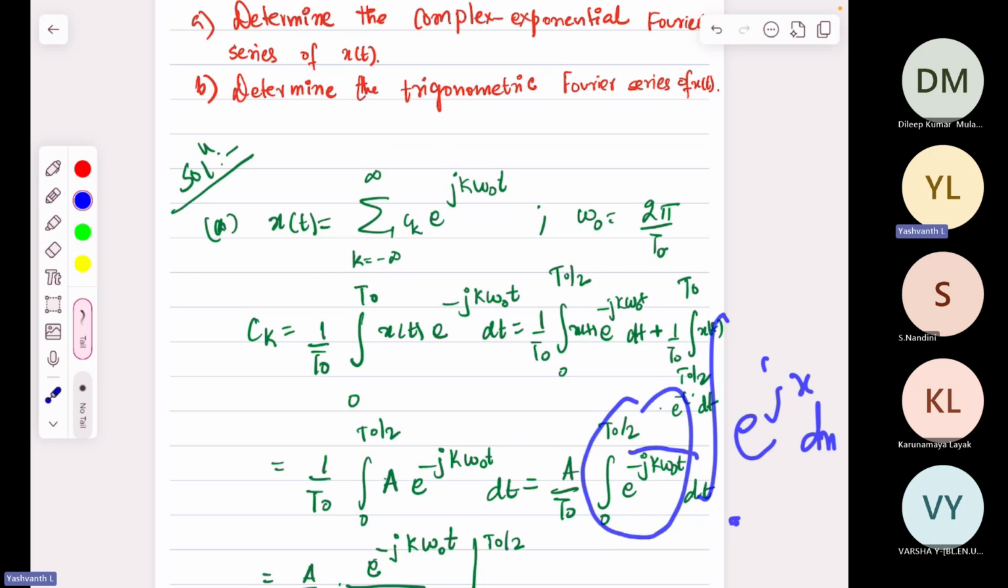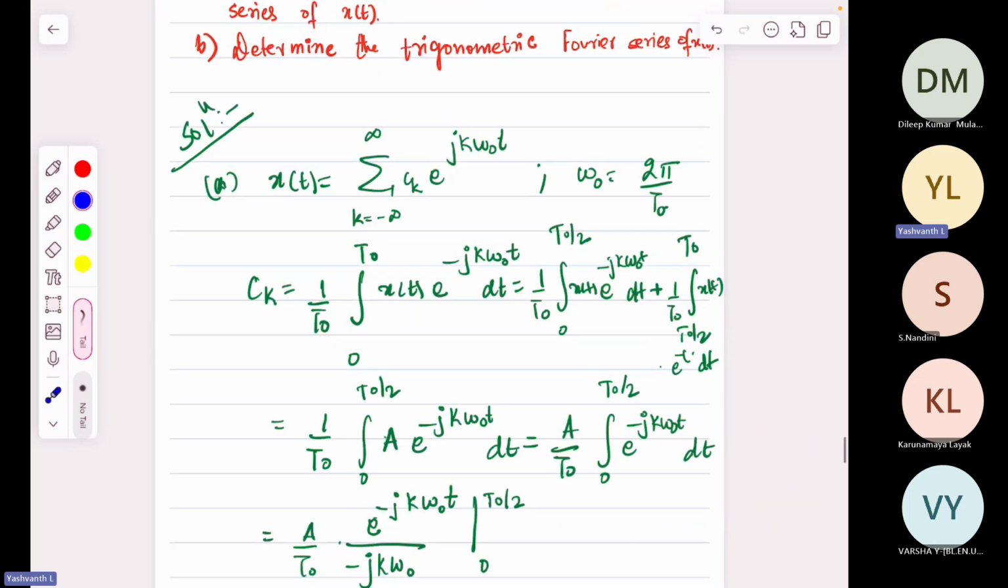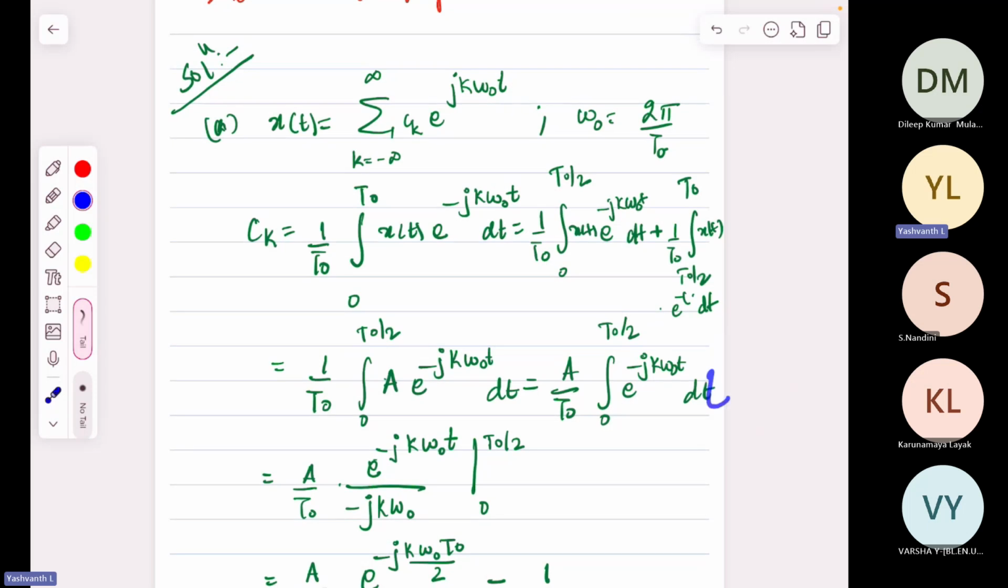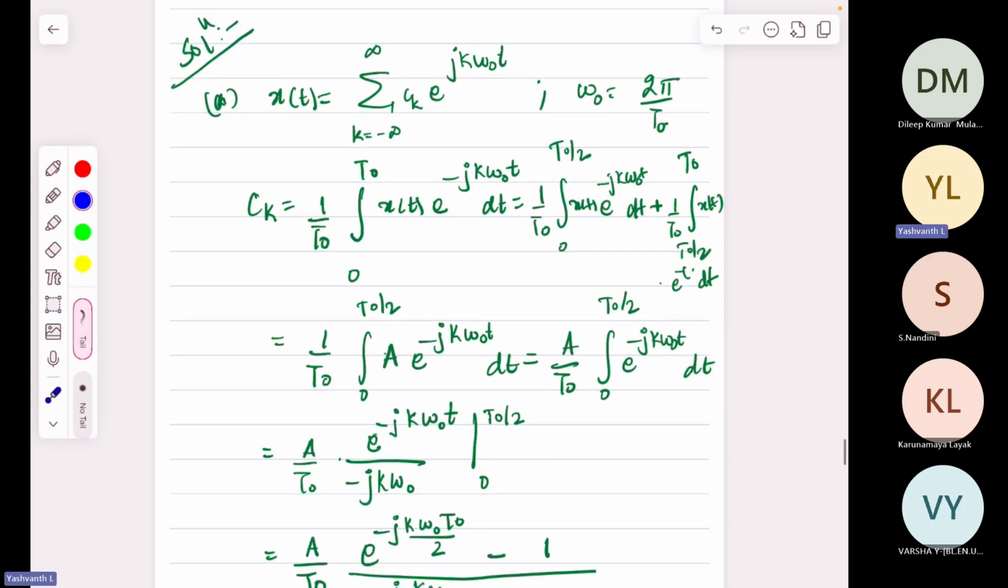Now this is like a normal integration, like the integral of e power jx with respect to x. What do you do? e power jx by j, right? The same thing. So you're integrating with respect to t. So basically the integral of e power minus jk omega naught t will be e power minus jk omega naught t divided by the coefficient of t, which is minus jk omega naught, and limit it from 0 to t naught by 2. So basically we'll do that.